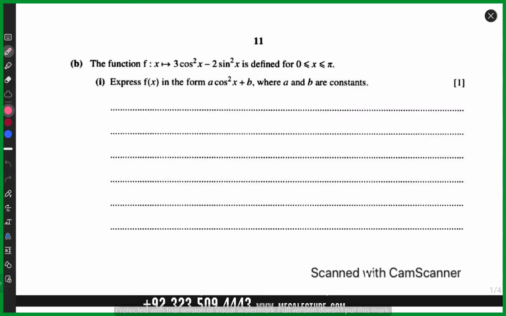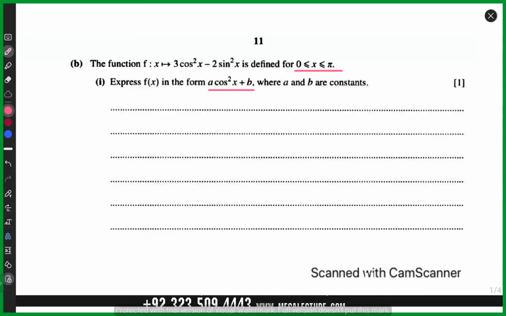Okay. All right, so this is basically the second part of a question. I'll tell you the paper number and everything. I have that not on this PDF, but on my phone. The question says the function f of x, that is 3 cos squared x minus 2 sine squared x, is defined for this domain. Okay. Express f of x in the form a cos squared x plus b, where a and b are constants.